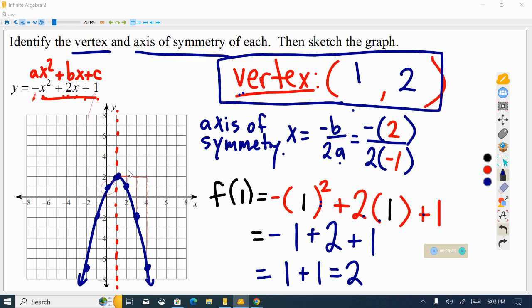And we have a sad face because we have a negative leading coefficient, so that means we should have our parabola open downward. So this problem would be done. Again, we have our axis of symmetry, which is x equals 1. So let's move on to the next example.